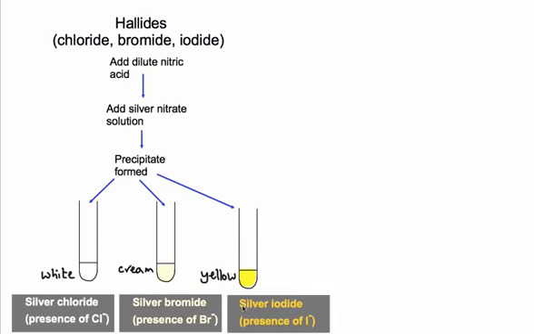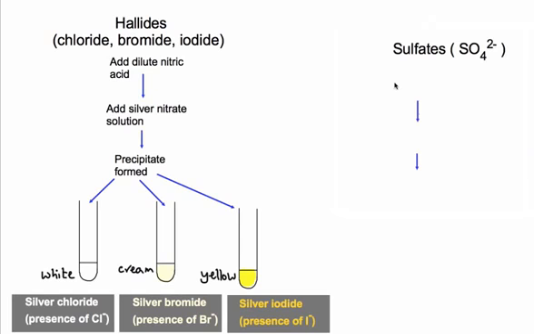Okay, so basically for this test we add dilute nitric acid, we then add silver nitrate solution afterwards, and we look out for a precipitate, and the color of the precipitate, white, cream or yellow, will tell us whether we have chloride, bromide or iodide.